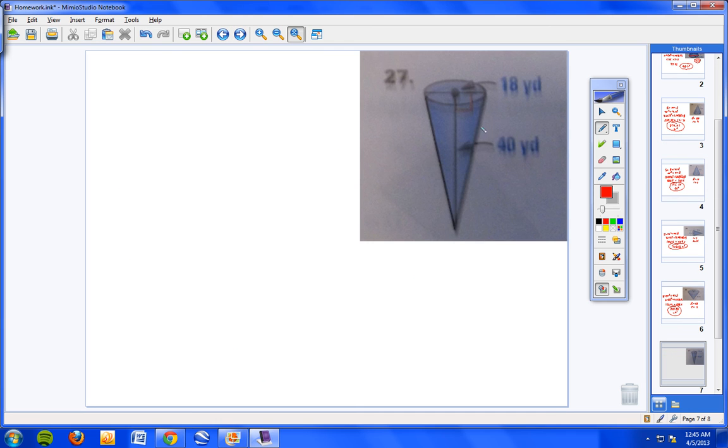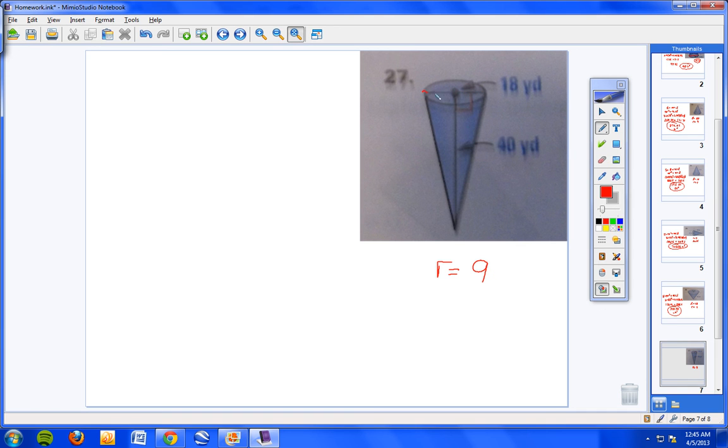And now let's take a look at number 27. Now please notice they don't give us the radius, they give us the diameter. So the radius is 9. Do you see that? And look at this. Look in your book and see they do not give us the slant height. They do not. They give us the height.